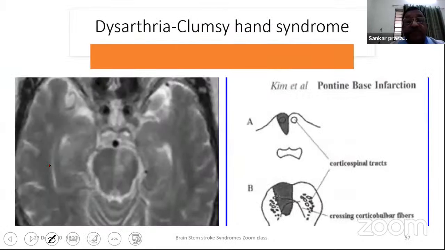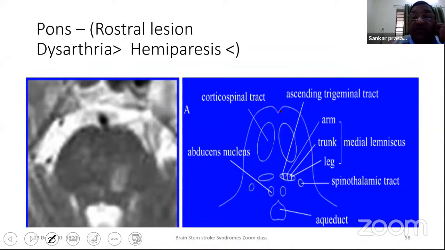So dysarthria clumsy hand syndrome is a pontine base infarction, the corticospinal tracts and crossing corticobulbar fibers that will cause dysarthria, and this will cause clumsiness of the hand. Dysarthria clumsy hand syndrome. So you have the corticospinal tract here, the abducens nucleus, and the trigeminal tract, the spinothalamic tract, the aqueduct. So you have to visualize this anatomy in the brainstem.